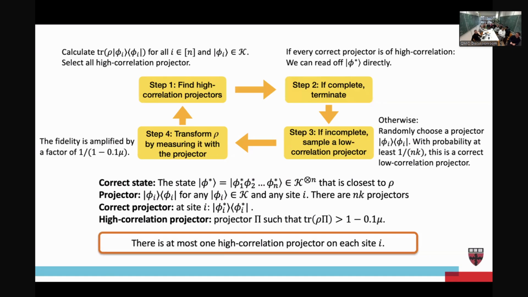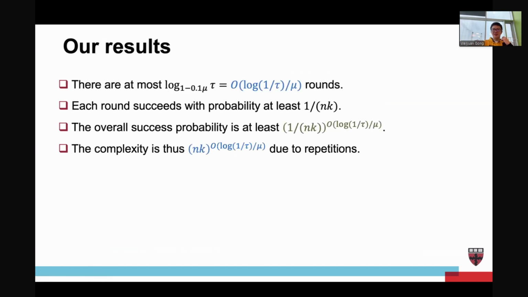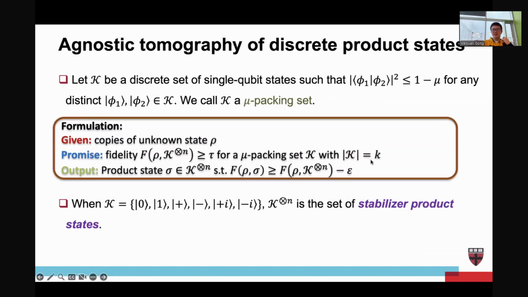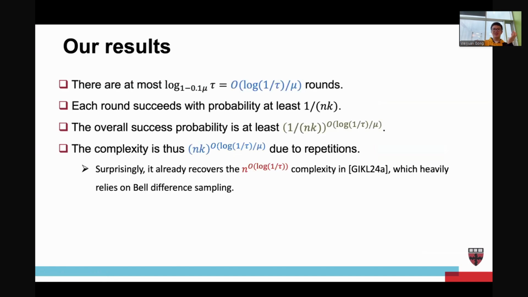So now the projector is a product state at each site, but we are roughly doing the same thing. Okay, so the result is the complexity is n K to the log 1 over tau over mu. So K here is the size of the set, and the final complexity is n K to the log 1 over tau. And this already, yeah.